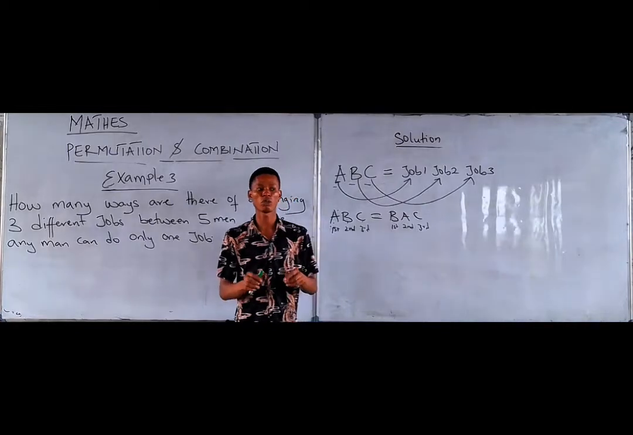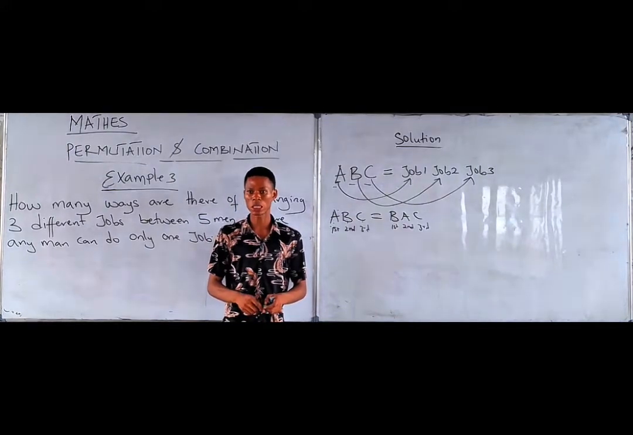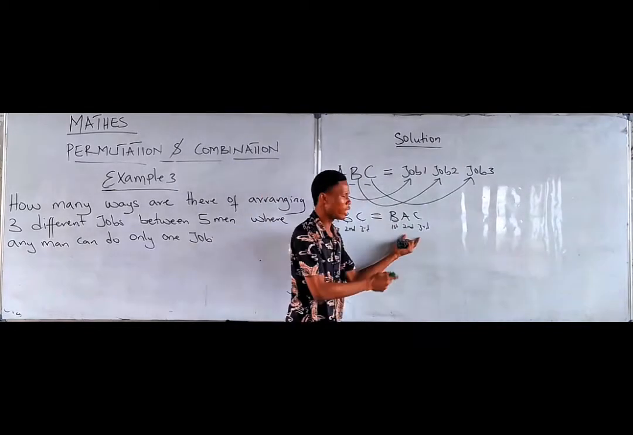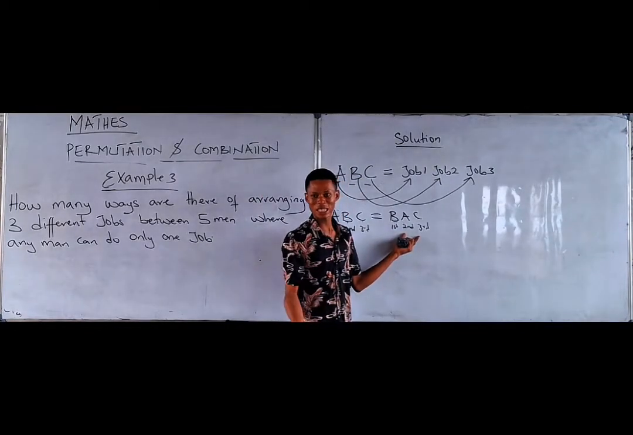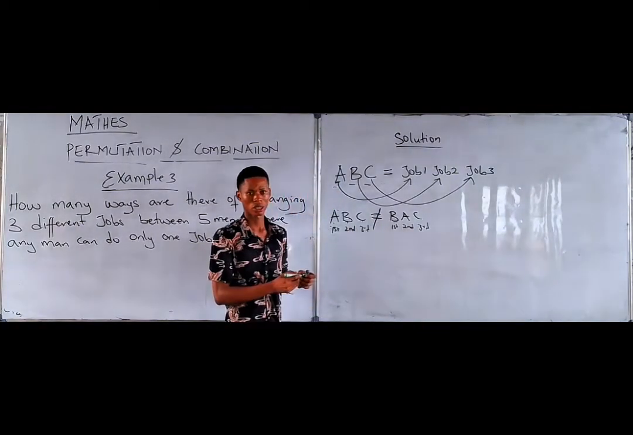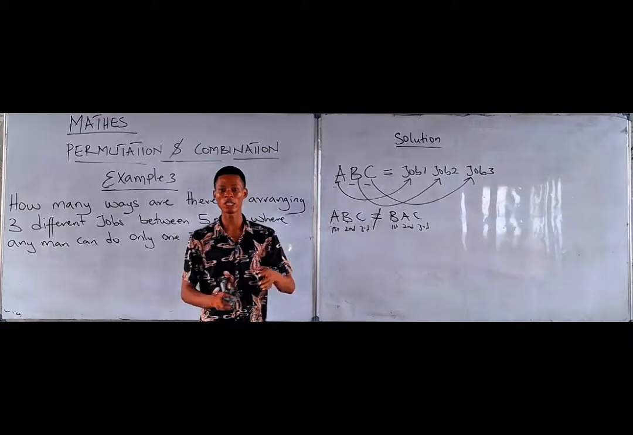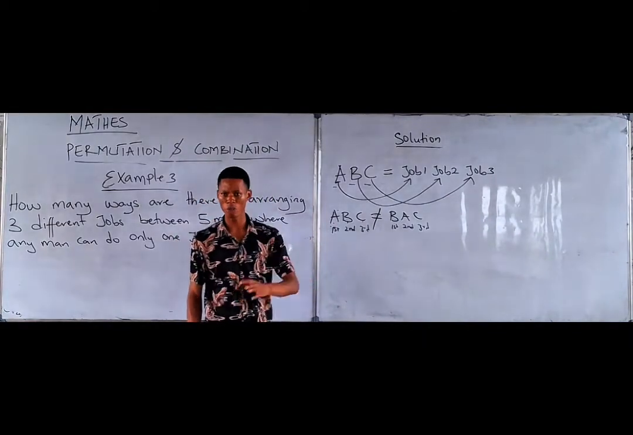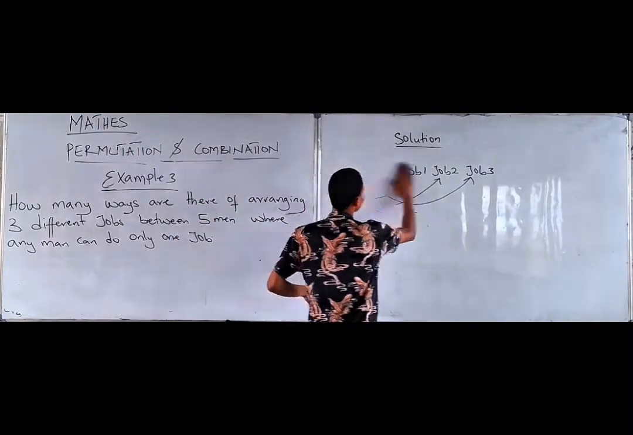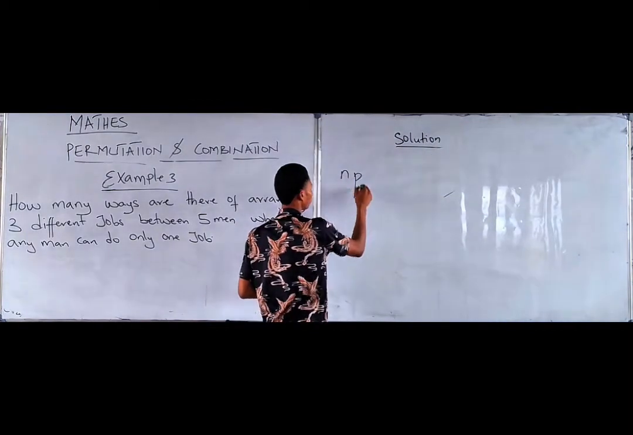Let's say maybe the first job is typing, the second job is cleaning, and the third job is washing. Good. Here A is typing, but in this second arrangement A is cleaning. So the order of arrangement is important because ABC is not equal to BAC. Since the order of arrangement is important, is it permutation or combination? Permutation. Since we've known that this is a case of permutation, we'll apply our formula.